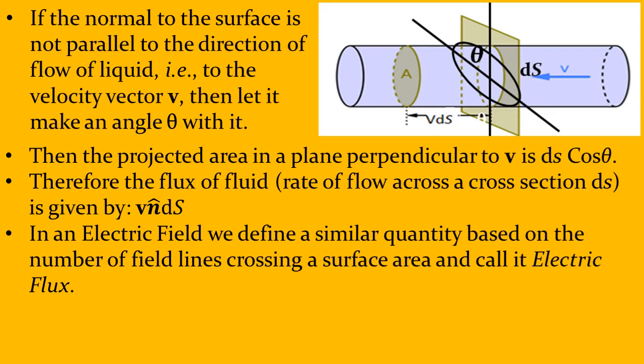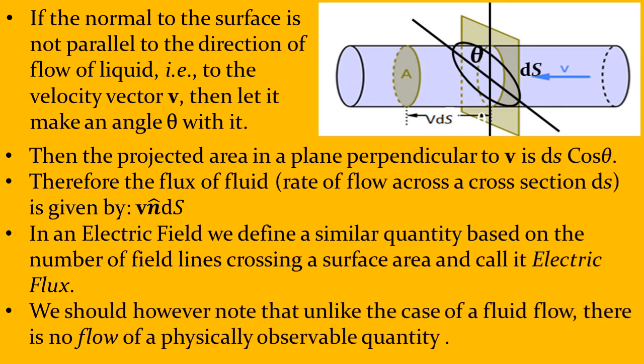In an electric field, we define a similar quantity based on the number of field lines that cross this surface, and we call that electric flux. Now we should, however, note that in the case of a fluid flow, there is a physical flow, but here in electricity, there is no physically observable quantity or a flow.